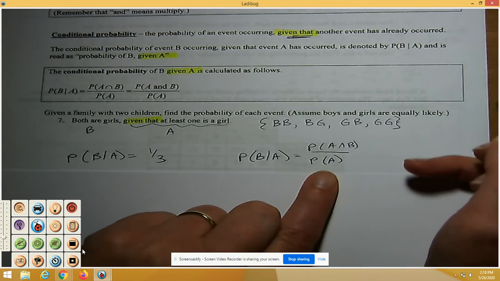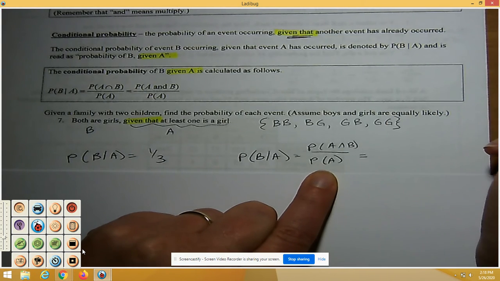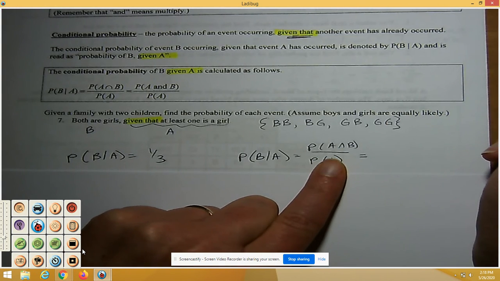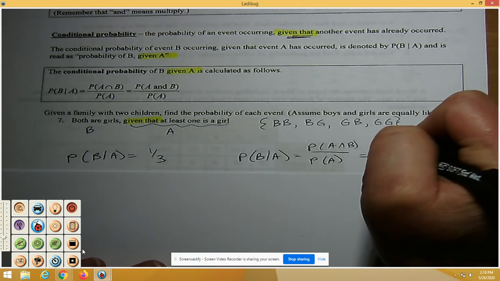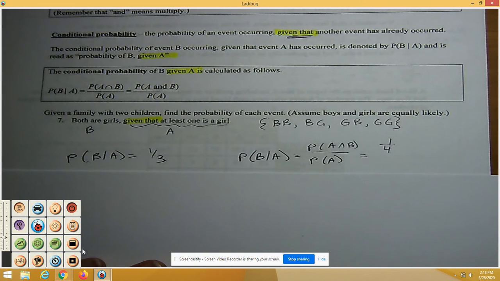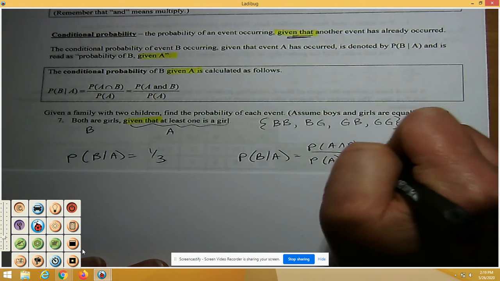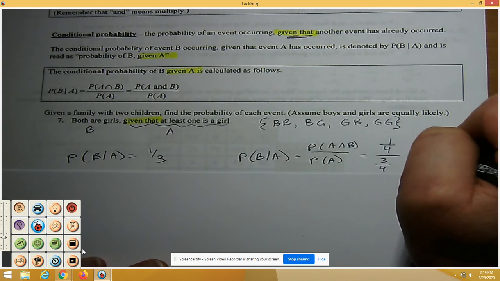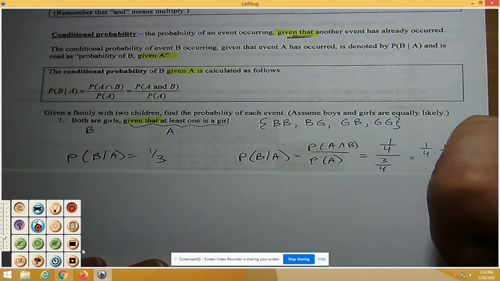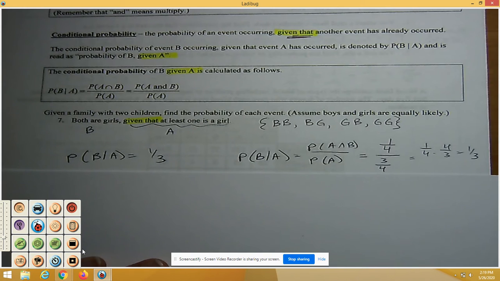If you look at it with the formula, the probability of A and B, so both are girls and at least 1 is a girl, we are looking at 1/4. Okay? If you are looking at just the probability at least 1 is a girl, then you are looking at 3 out of 4. Okay, and then if you divide that out, you multiply by the reciprocal, so 1/4 times 4/3 is 1/3, you get the same thing.